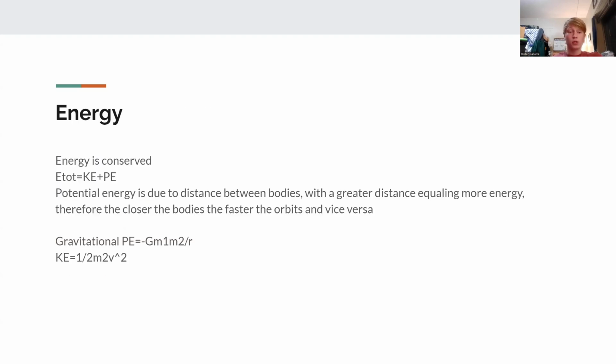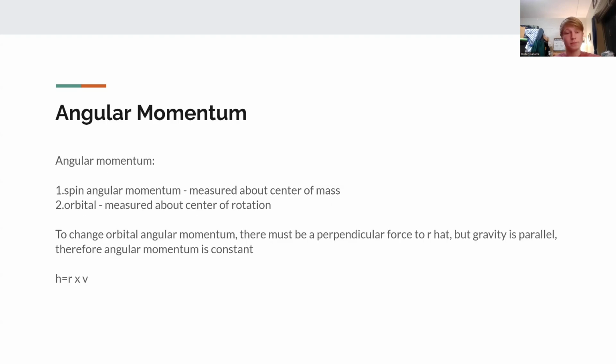Next is energy. So when it comes to orbital mechanics, energy is conserved, and the total energy is equal to kinetic plus potential. But the potential energy is gravitational potential, meaning it's due to the distance between two bodies. And using that total energy equation and understanding that energy is conserved, that means that while the bodies are closer together, there's a lesser potential energy, meaning there's a greater kinetic energy and therefore a greater speed. And the same is true when you're further away, the speed is lesser. And then those are the equations for gravitational potential energy and kinetic energy.